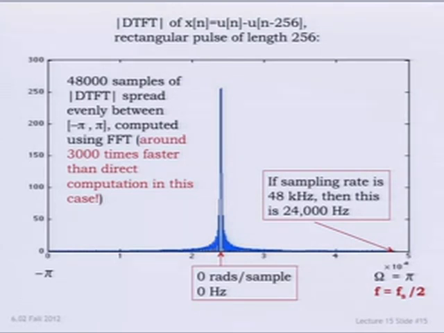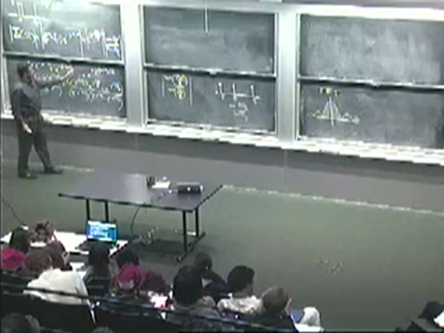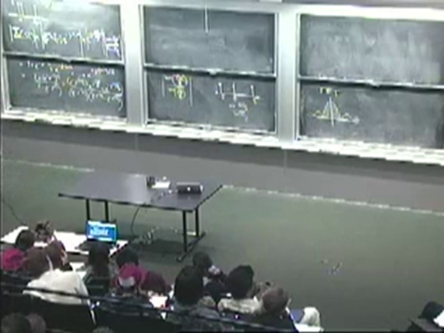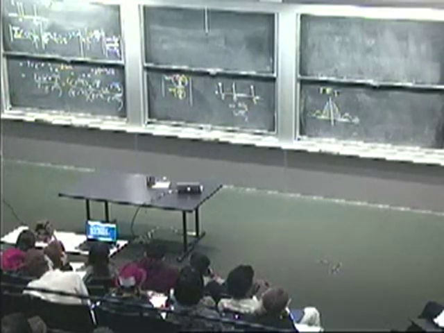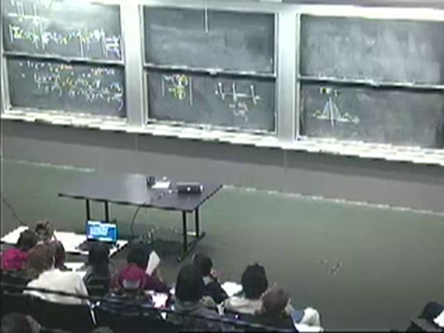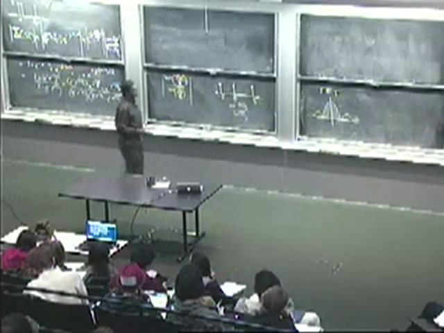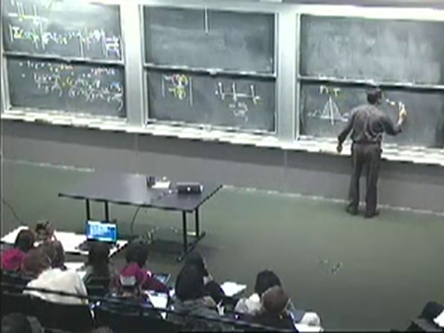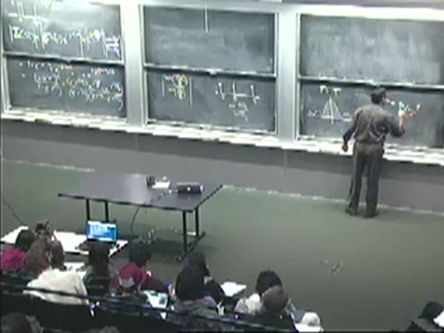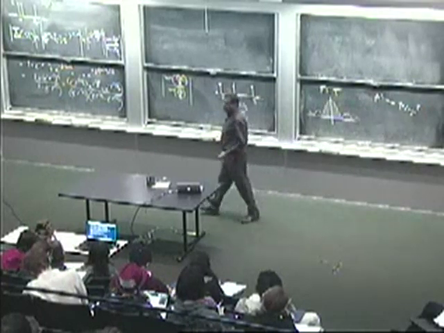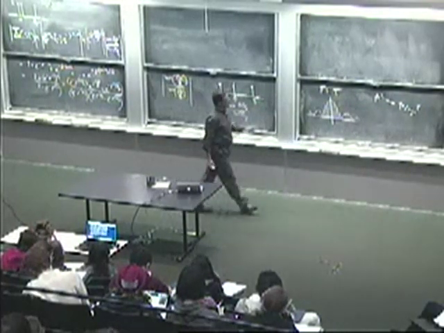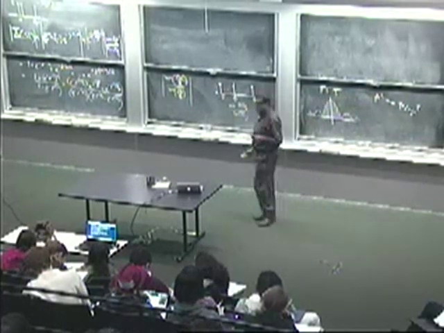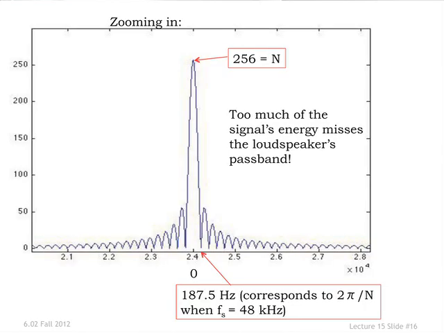Because I told you if I just did a simple-minded implementation of the formula, I would take order p squared computations, where p is the length of the signal that I'm looking at. If I use the FFT, I go down to p log to the base 2 of p. Well, the number of points I have here is 48,000. So going from p to log 2 p is going from 48,000 to 16, which is a factor of 3,000.